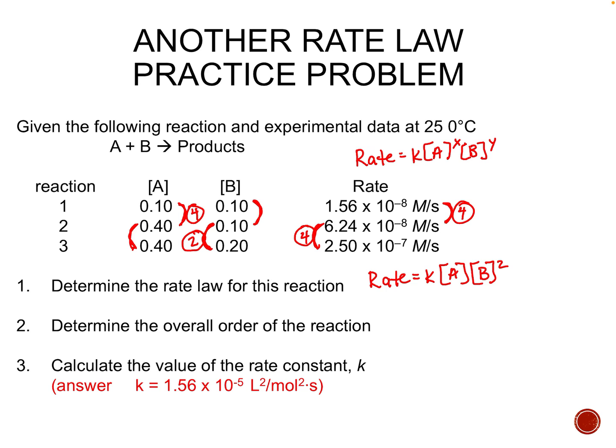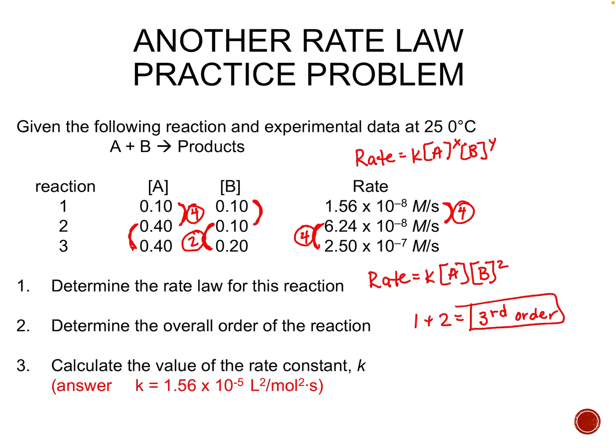The overall order of the reaction, we're just going to add up our exponents. So our exponent on A is 1, plus our exponent on B is 2. That gives us that our overall reaction is third order. And our last bit is to calculate the value of the rate constant k.